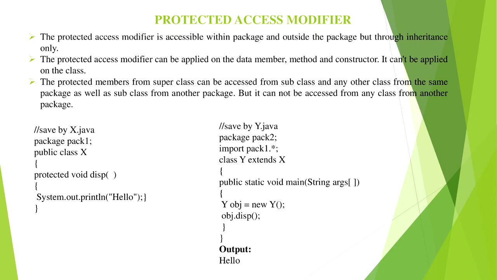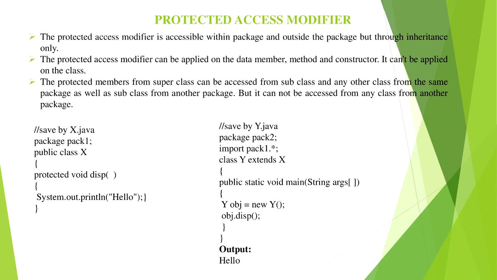And the next access modifier is the protected access modifier. The protected access modifier is accessible within the package and outside the package, but it is accessible only through inheritance. This means the protected access modifier is accessible within the package and outside the package, but you must access the variables or the methods through the inheritance concept only.